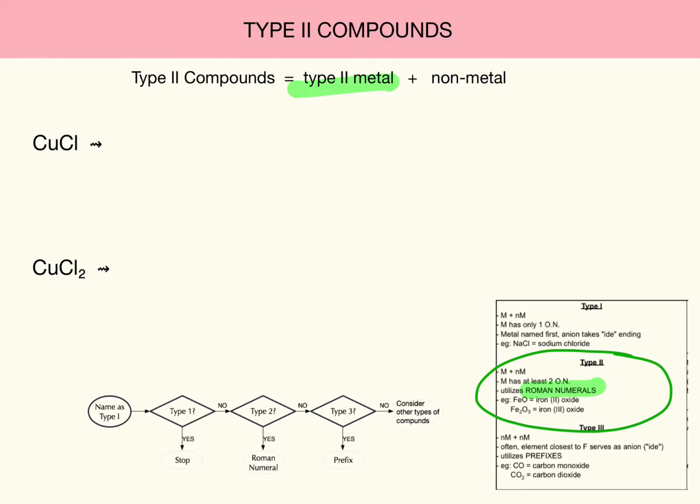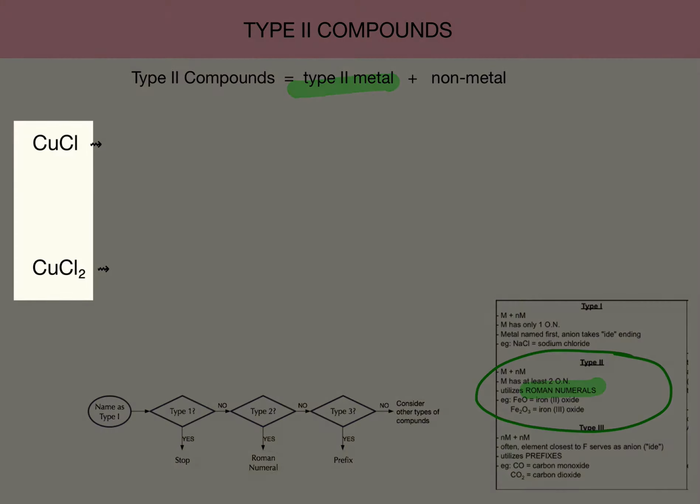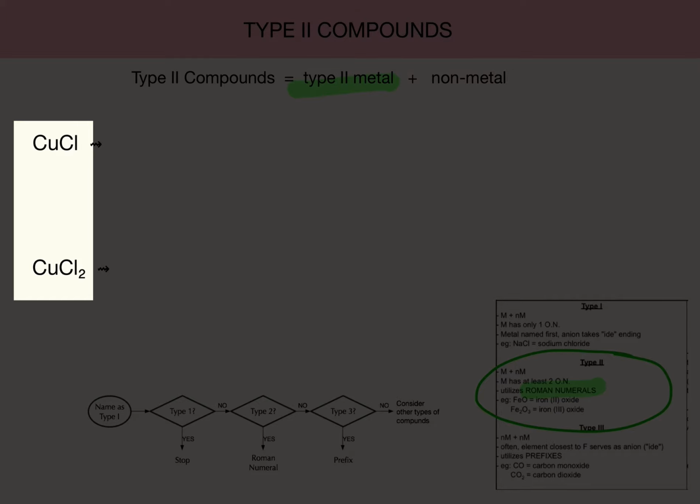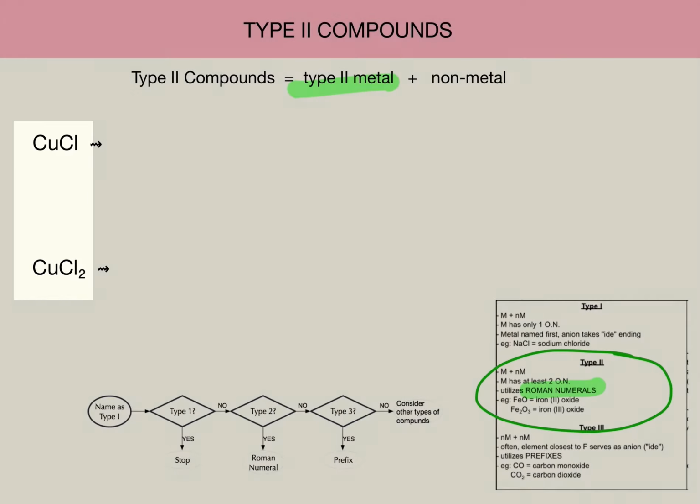So let's see how to apply type 2 nomenclature rules using copper chloride, copper being a type 2 metal. After you see the basics of how that's done, we're then going to come back and I'm going to show you how you can tell a type 2 metal from a type 1 metal. But for now, let's just look at how to name copper chloride.